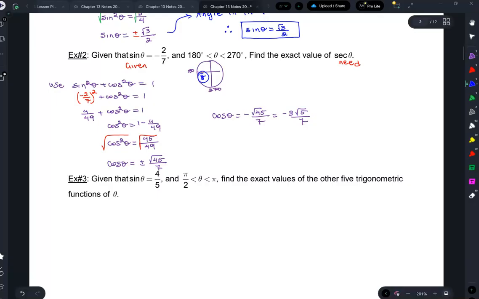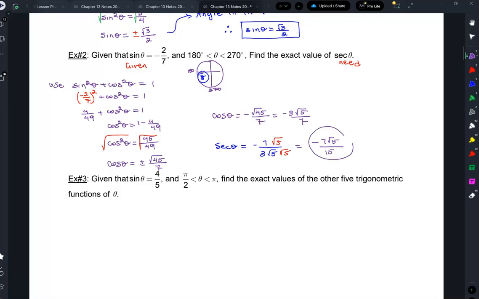What we really want is secant of theta. So that's negative 7 over 3 root 5. Multiply by root 5 and get negative 7 root 5 over 15. Okay? Simplify the radical first, because otherwise you're going to have root 45, and then you're going to have to simplify more. So always simplify first. It's better math. It's more swift.